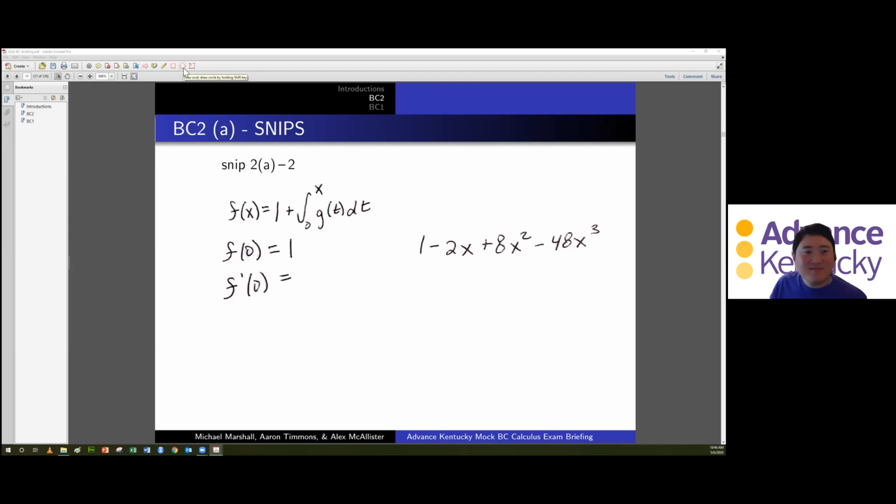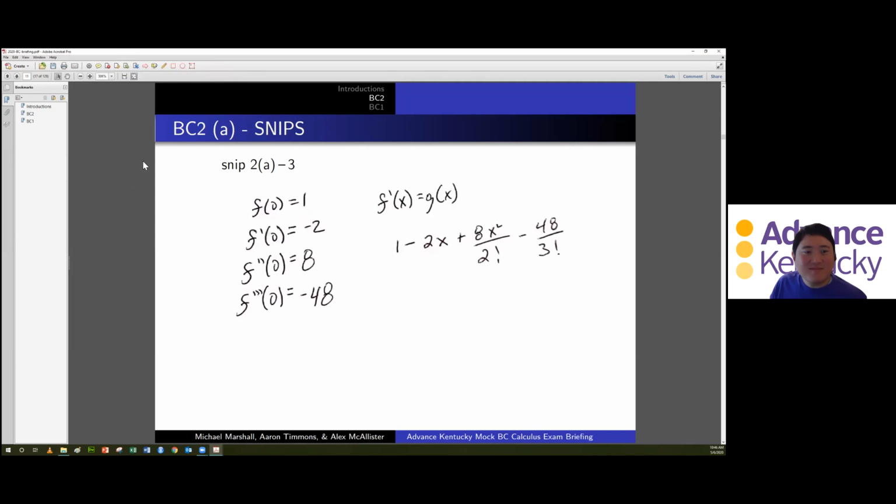All right, so this student, it looks like they have 1 minus 2x, that's correct, but they've left off the factorial, so those terms are not correct. So they do have 2 terms correct, so we're going to say this is a 1, 0. Okay, our third one.